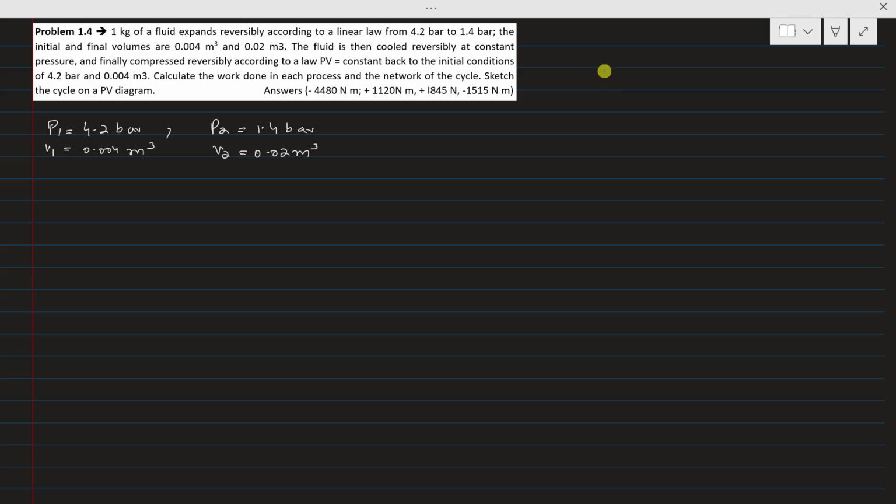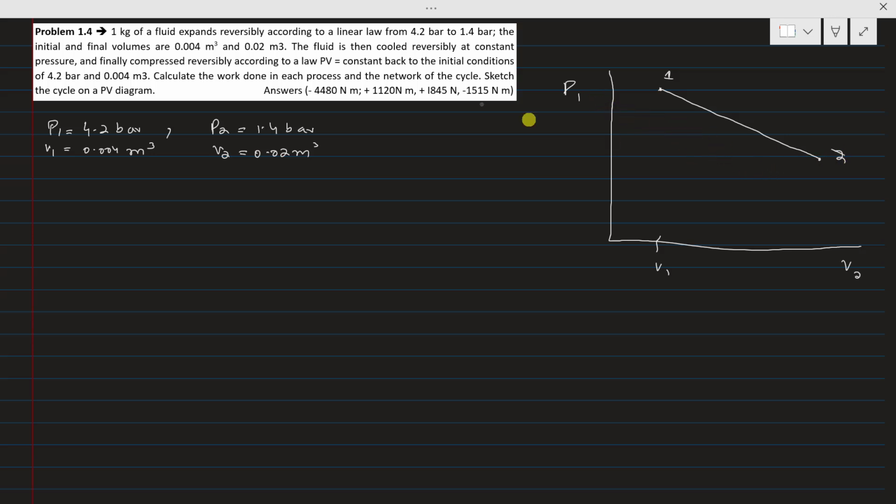So let me draw its PV diagram. Here is the pressure, here is the volume. Initially we have the pressure P1 and volume V1. The fluid is expanded linearly and reaches its volume V2. Here state point 1, this is 2.